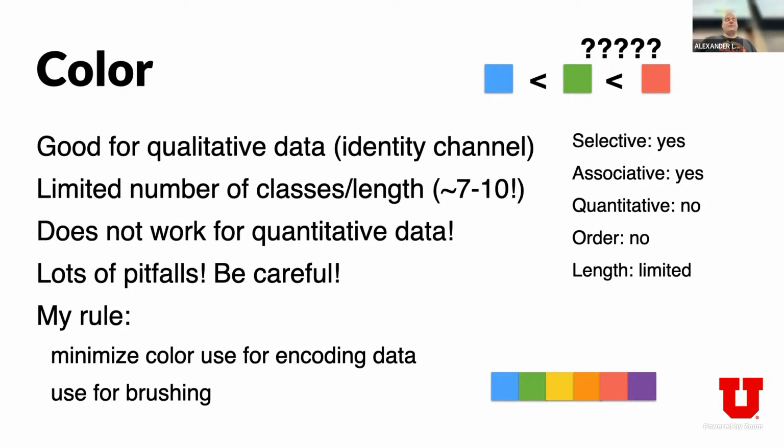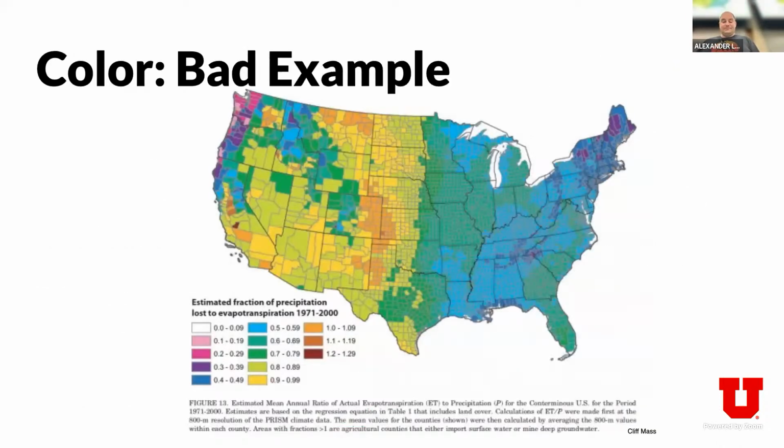And I mentioned this before. My rule here is to minimize color use for encoding data and use it for brushing, for pop out, to highlight the things that I really care about, that I want you to pay attention to, right? In terms of the attributes, it is not quantitative and it's not ordered. Green isn't lower than blue naturally. That doesn't make any sense. And because we have only 7 to 10 classes, it's also of limited length.